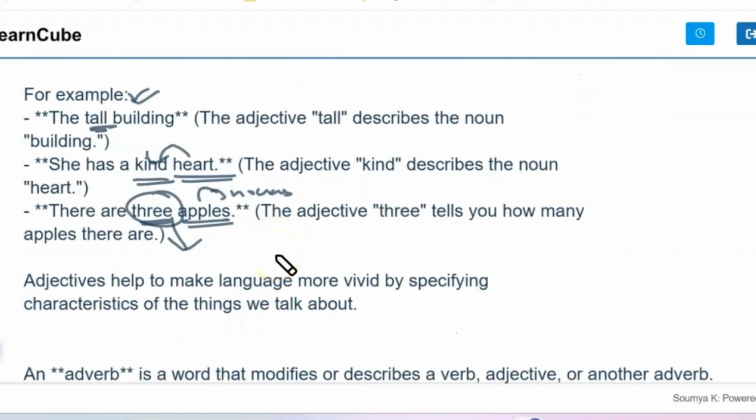And what it does, adjectives help you to make language more vivid by specifying the characteristic of the things we talk about. So it makes the language beautiful by using these kinds of adjectives. We have a number of adjectives to use.